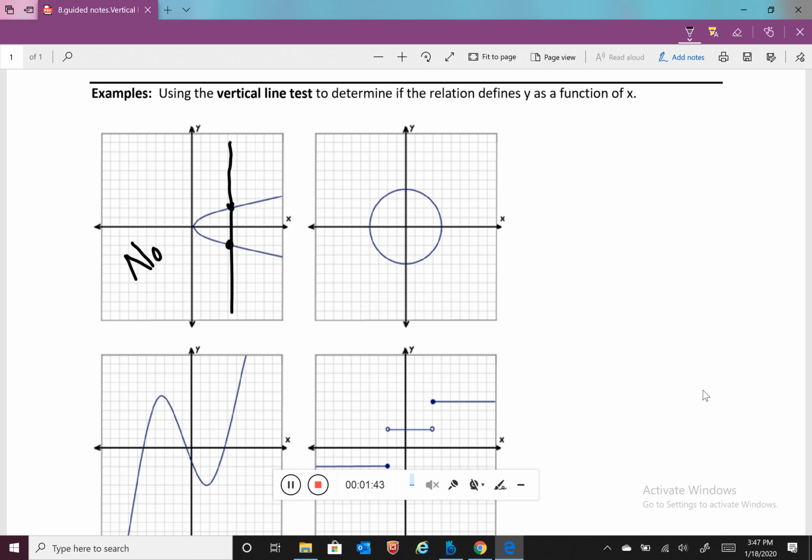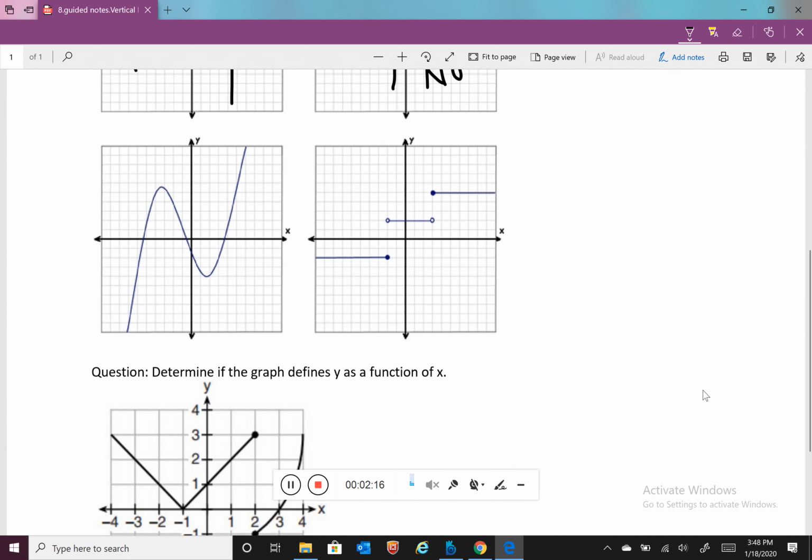If we look at the next one, this is a circle, and a circle is not a function. It is a relation. There's a relationship between x and y, but I can see here that I have an input of x with 2 outputs of y. That is breaking our definition of function. So it is no because we have an x value going to not one y value, but in the first 2 cases, 2 y values. So those are both no.